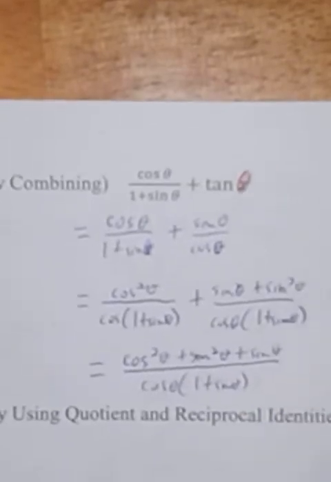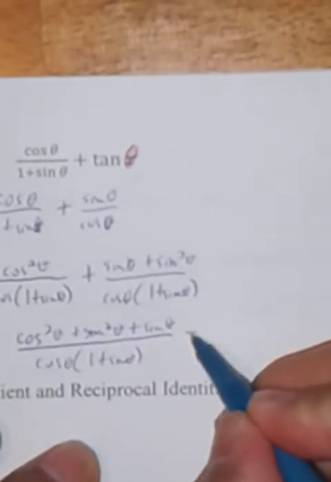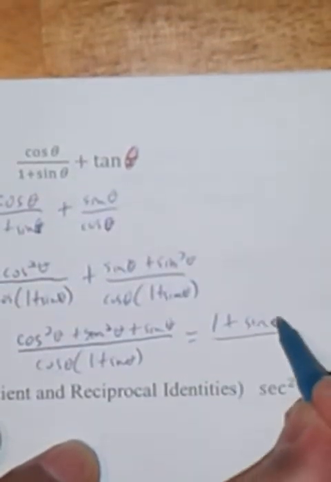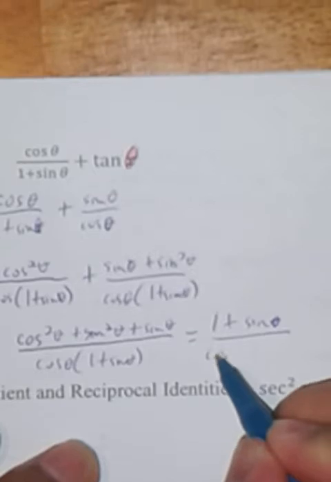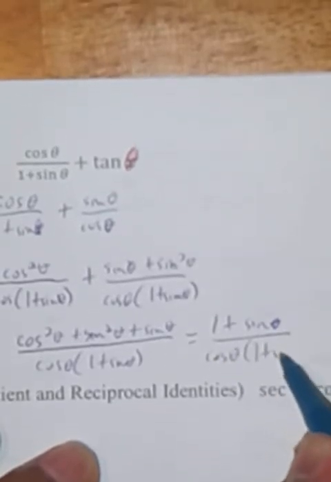So I just switch the order of the second numerator, over cosine theta times 1 plus sine theta. That cosine squared theta plus sine squared theta, again, is just 1. So the numerator is now 1 plus sine theta over my denominator, which is cosine theta times 1 plus sine theta.